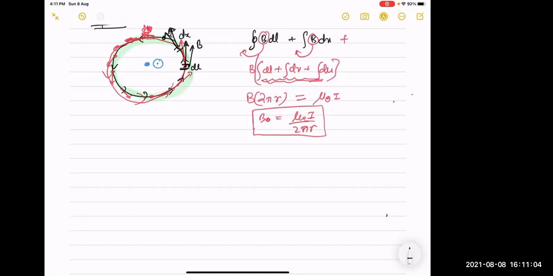Okay, so if you have understood this problem, everyone has understood. I have sent a question in the Zoom chat. You do it and send me a photograph of the solution.